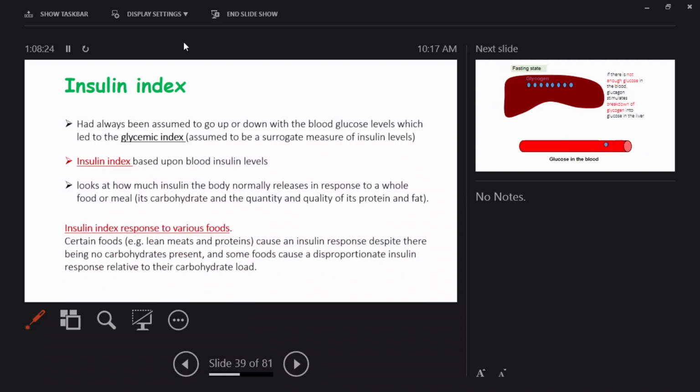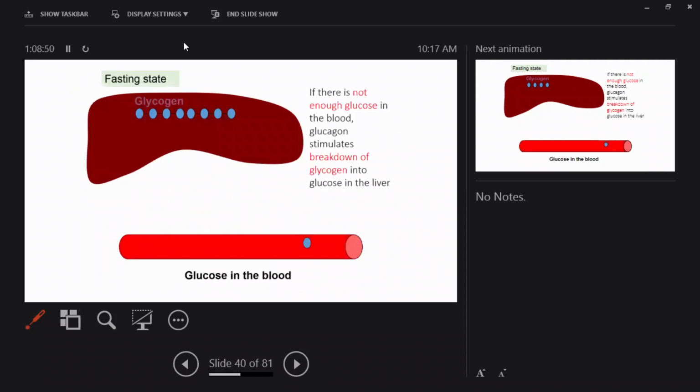Insulin index responds to various foods. Certain foods such as lean meat and protein cause an insulin response despite there being no carbohydrate present, while some foods cause disproportionate insulin response relative to their carbohydrate load. Normally, when the food contains a high amount of carbohydrate, the insulin index will be high.